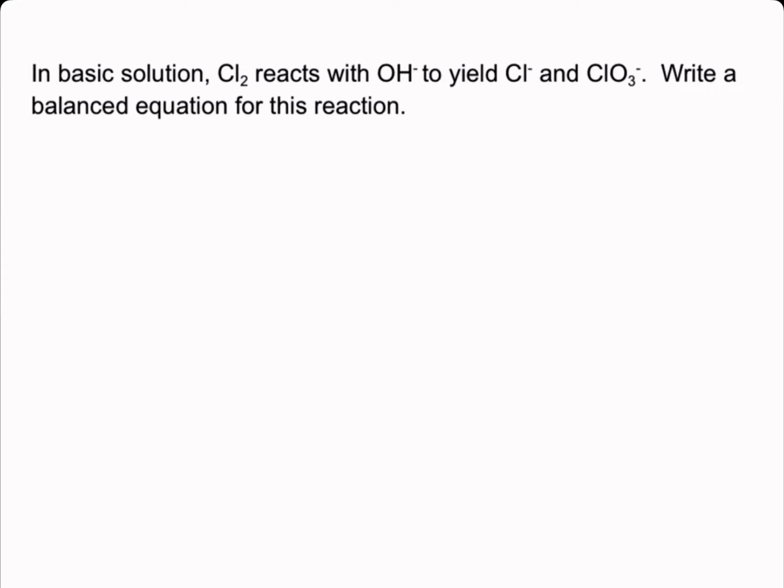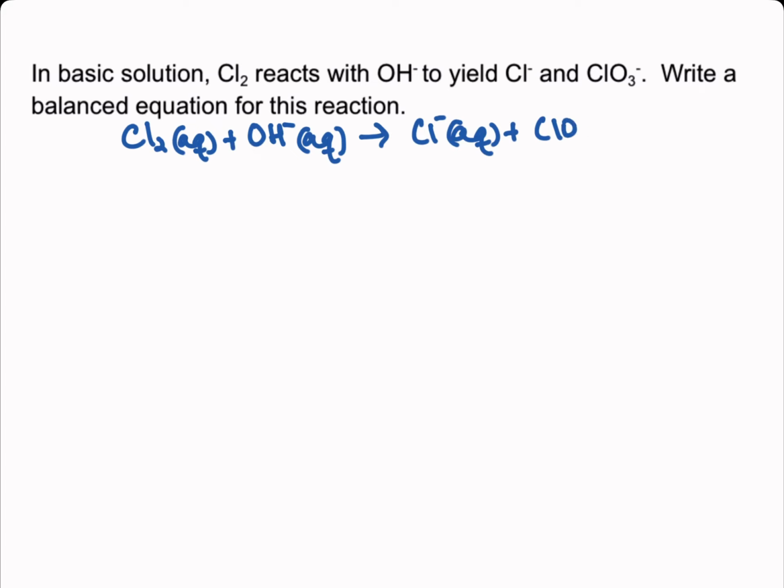In basic solution, Cl2 reacts with OH minus to yield Cl minus and ClO3 minus. Write a balanced equation for this reaction. I want to start off with my given. And I want to remind myself that this is basic solution. So I want to come up with 2 half reactions.